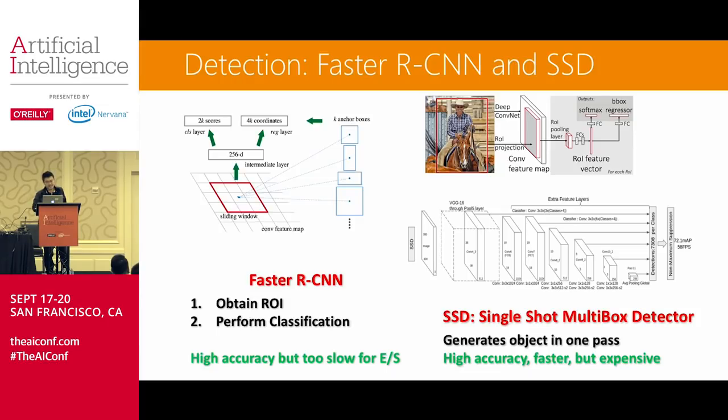So two models stand out. The first one is Faster R-CNN. It obtains what we call the ROI, the region of interest. Then you classify the region of interest in two steps. Step one is to find out what the ROIs are. Step two is to classify. It's called Faster R-CNN, but it's not fast enough. So there's another technique called SSD, single shot multibox. It does this ROI obtainment and classification in one step. That's why it's faster. But both work very well in autonomous driving scenarios.